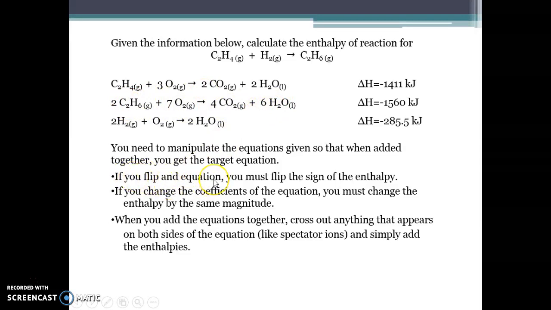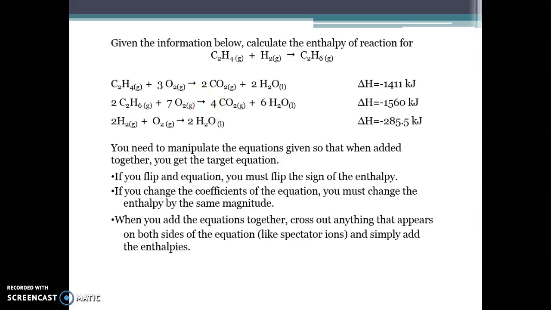If you flip the reaction, you also have to flip the sign. So since I'm going to flip this equation, I'm going to make this a positive 1560. The other thing you have to remember is if you have to change a coefficient, so for example, this is a 2, I only have a 1 here, so I would technically need to cut this value in half since I'm going to cut the whole reaction itself in half.